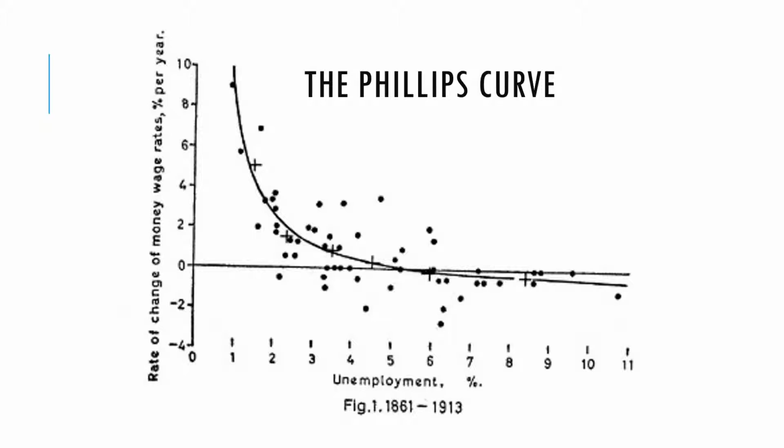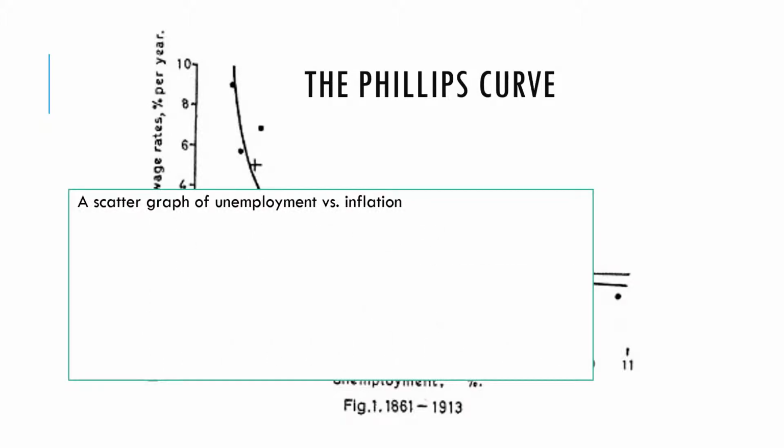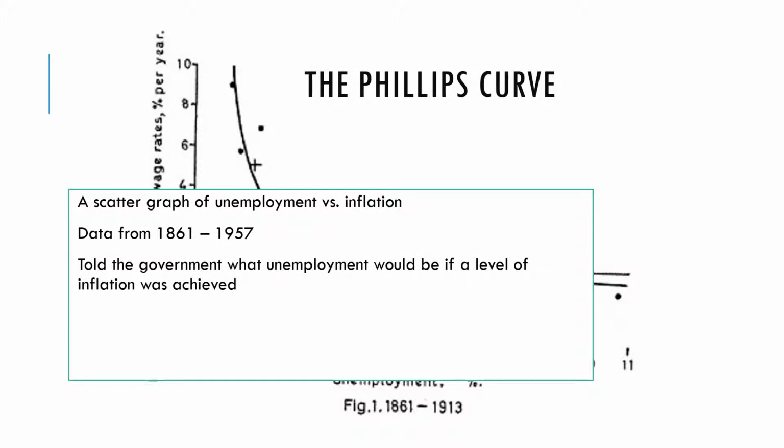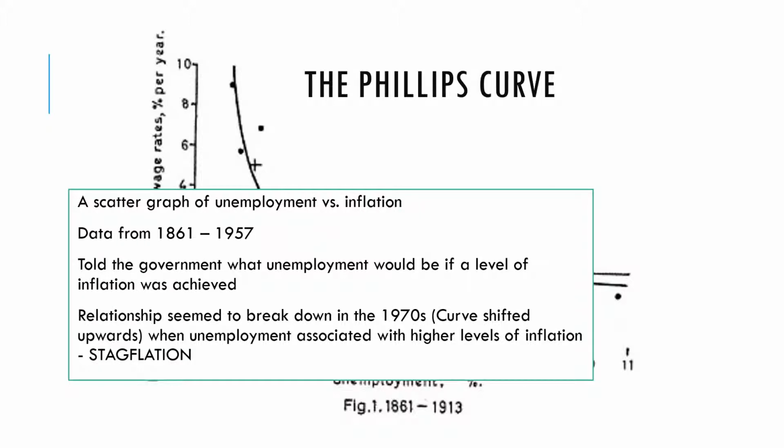And this relationship is known as the Phillips curve. And so it's based on a scatter graph of unemployment and inflation. Phillips extended his analysis and eventually completed in 1958 and took data over a long period of time. And it told the government what unemployment would be if a level of inflation was achieved. In the 1970s, this analysis seemed to break down a little bit when the curve shifted upwards and unemployment was associated with higher levels of inflation, a concept or phenomenon we know as stagflation.